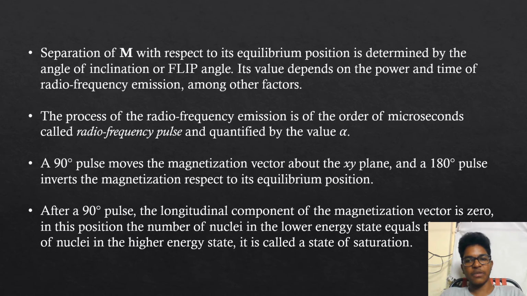The separation of M with respect to the equilibrium position is determined by the angle of inclination, or flip angle. Its value depends on the power and time of radio frequency emission, among other factors. A 90-degree pulse moves the magnetization vector into the x-y plane, and a 180-degree pulse inverts the magnetization with respect to the equilibrium position. After a 90-degree pulse, the longitudinal component of the magnetization vector is 0. In this position, the number of nuclei in the lower energy state equals the number in the higher energy state. It is called the state of saturation.